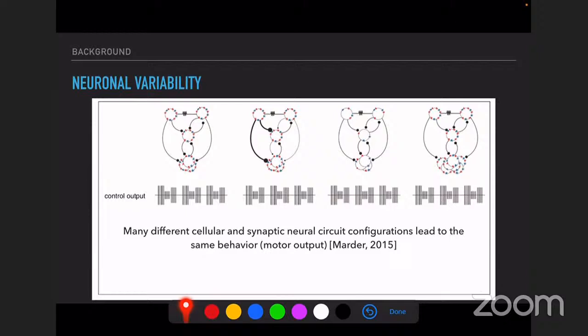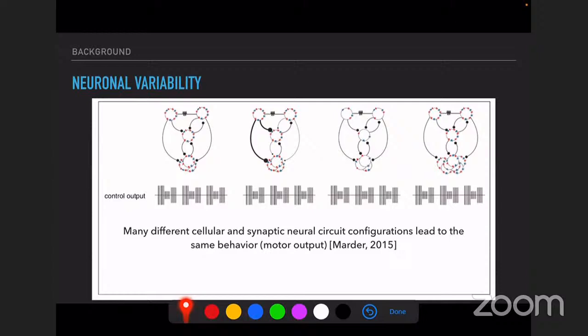However, when you measure the underlying biophysical parameters, for instance, synaptic strength or intrinsic conductance densities, you find a huge variability across the animal population. For instance, this synaptic connection strength is much stronger than the same synapse in a different instance of the STG. Or this cell in this instance of the STG has a much larger intrinsic conductance density as compared to the same cell in another instance of the STG.